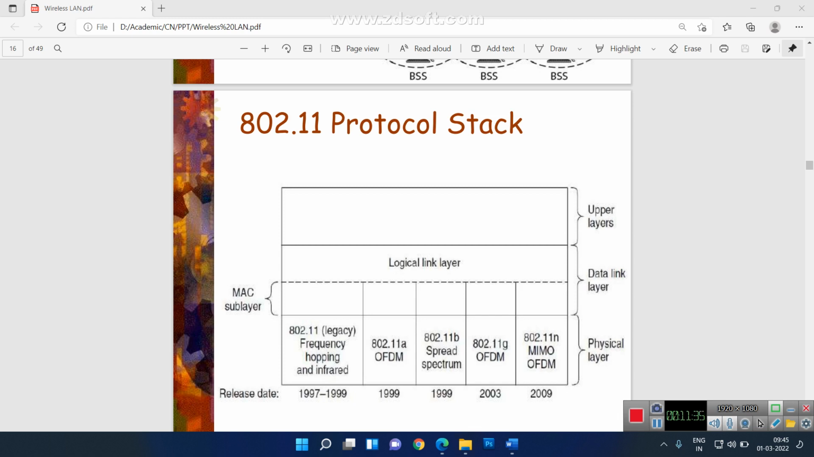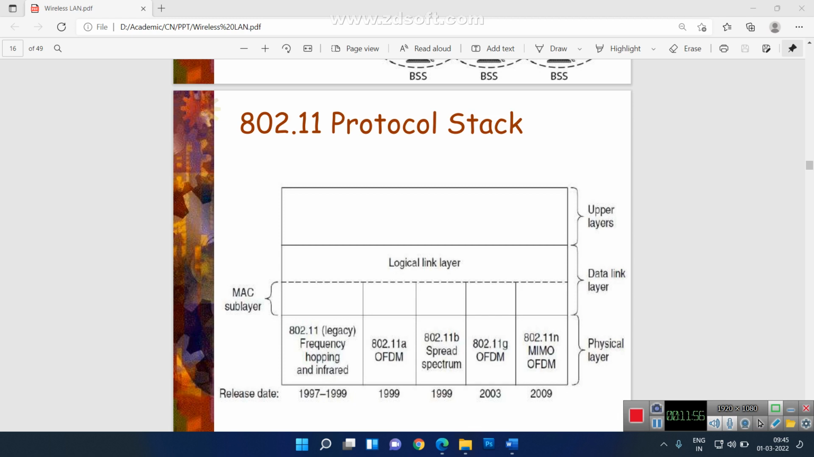After that, they upgraded the architecture as 802.11g. At that time, they used orthogonal frequency division multiplexing. After that, again in the year 2009, they used MIMO orthogonal frequency division multiplexing.